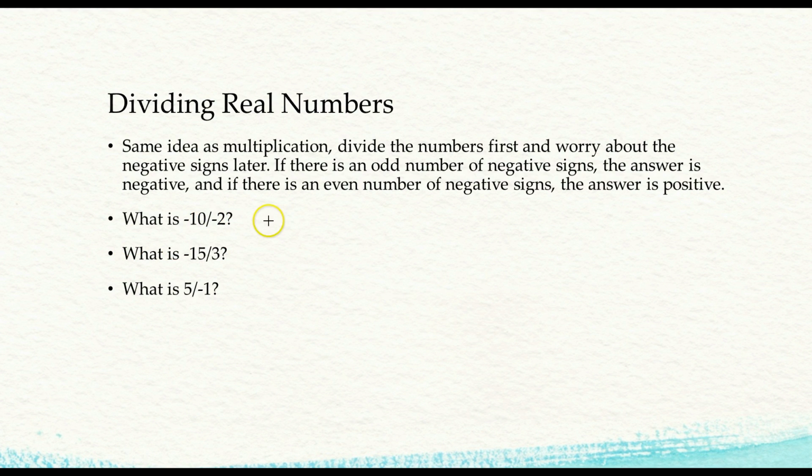So negative 10 divided by negative 2 is equal to 5. How many negative signs are there? There are two negative signs, which is even, which means that the answer is positive. The answer is just positive 5. What's negative 15 divided by 3? 15 divided by 3 is equal to 5 as well, but there is one negative sign, which means the answer is going to be negative. 5 divided by negative 1, 5 divided by 1 is equal to 5. There's one negative sign, which is odd, which means the answer is negative.